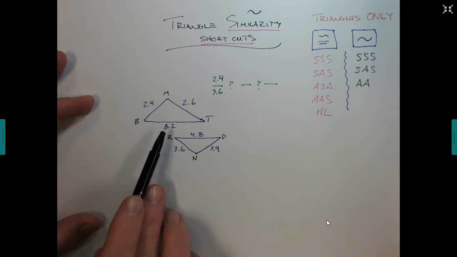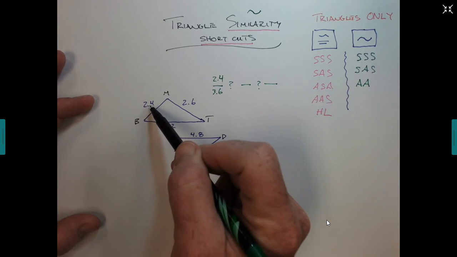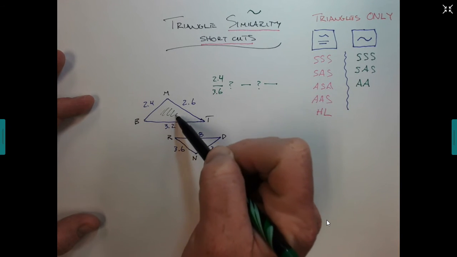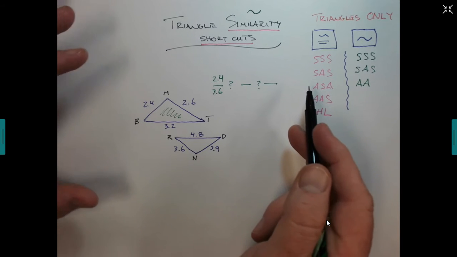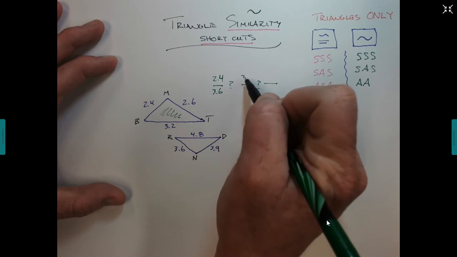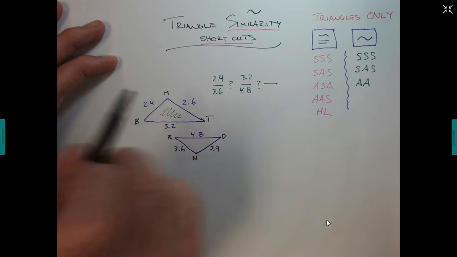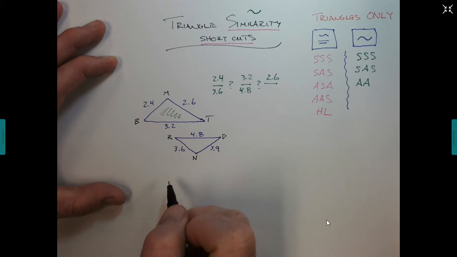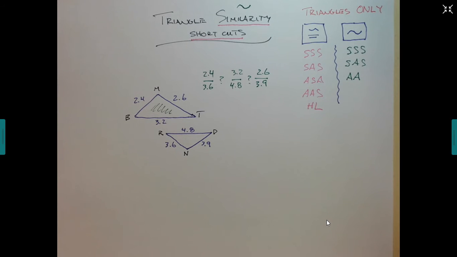Well, the biggest side is 3.2. So again, if I put 2.4 over 3.6, I got to be consistent. I got to continually put the sides of this triangle on the top. Otherwise, I certainly will not have proportionality. So the longest side is 3.2. The longest side here is 4.8. And the one in the middle, 2.6, has to match up with 3.9. Just because I made ratios doesn't mean that I have proportionality.